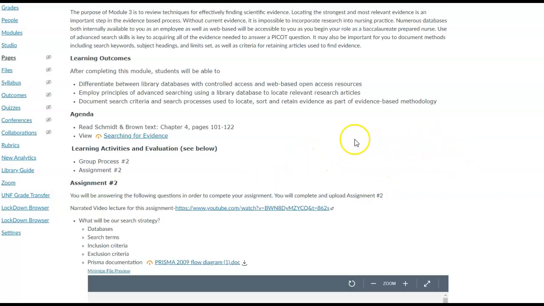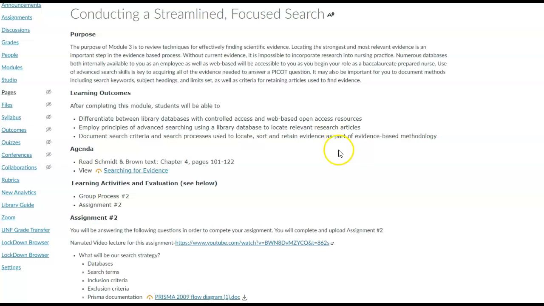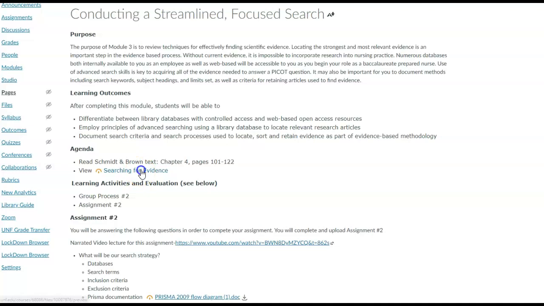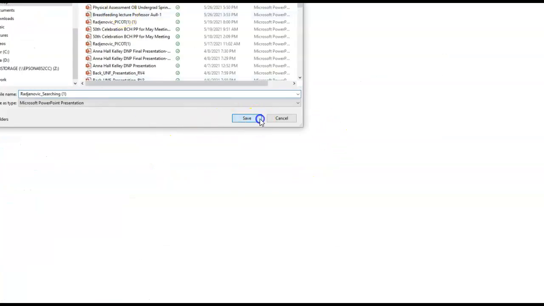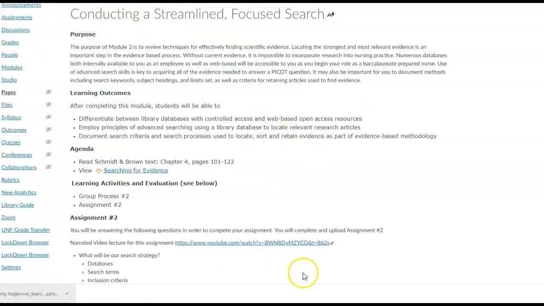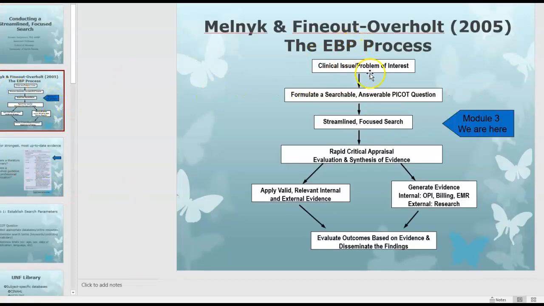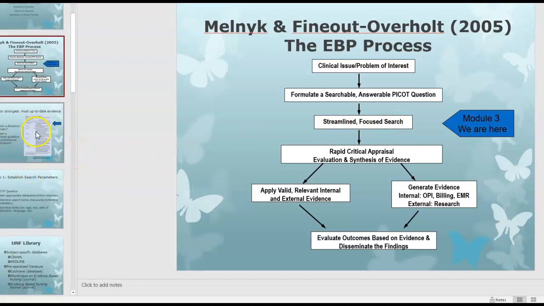I want to talk to you real quick about assignment number 2, conducting a streamlined, focused search. So you're going to search for evidence, as Dr. Rajinovic pointed out in her PowerPoint. Just look at that really quick. You've already formulated a good PICOT question, and now we're going to search to see what kind of evidence we have to support it. So we've already identified a clinical problem of interest. We've formulated a searchable PICOT. Now we need to conduct a streamlined focused search.